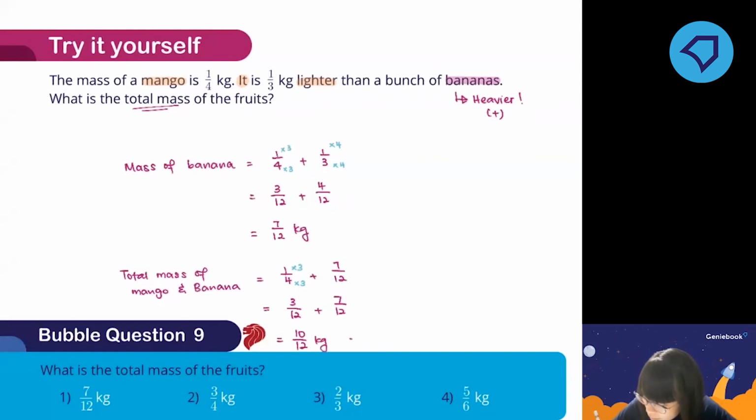But that's not the final answer because we always need to give it in the simplest form. So we need to divide by 2. Divide by 2 and divide by 2, and the final answer would be 5/6. Excellent job. 5/6 kg. Okay, so the answer would be option number 4. So this will be your final answer.